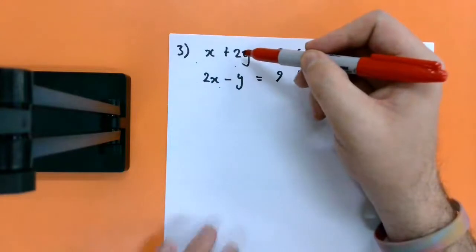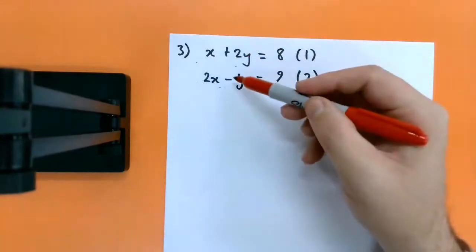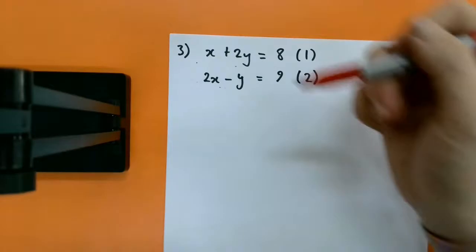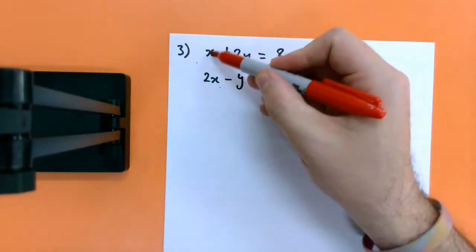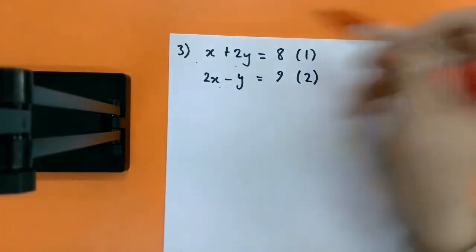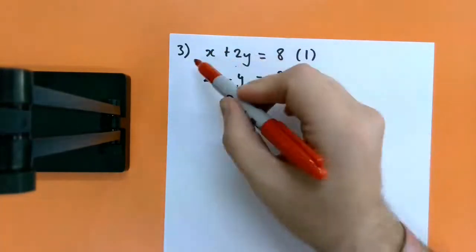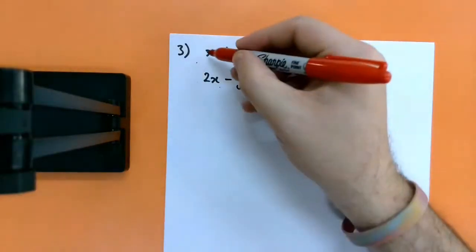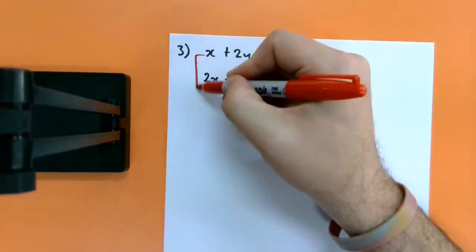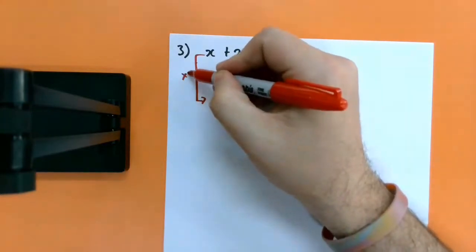And there's a 2 out the front of this y, okay, but a negative 1 out the front of here. So we can't quite eliminate straight away. We need to do some work beforehand. So what I'm going to do is multiply this x here by 2 to have a 2 out the front. But that means I have to multiply everything else in this equation by 2 as well. Okay, so I'm going to manipulate this first equation like so by multiplying by 2.